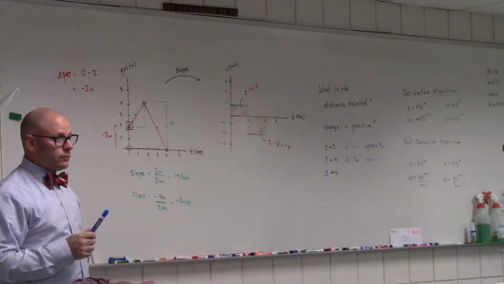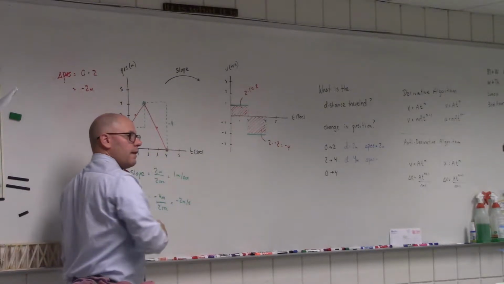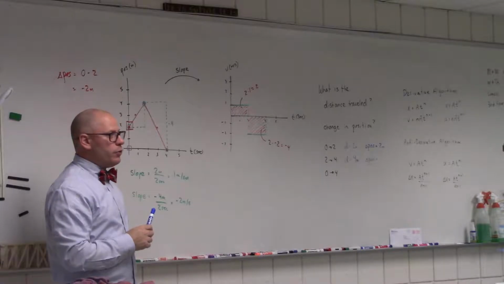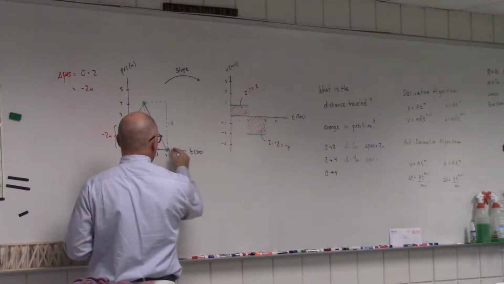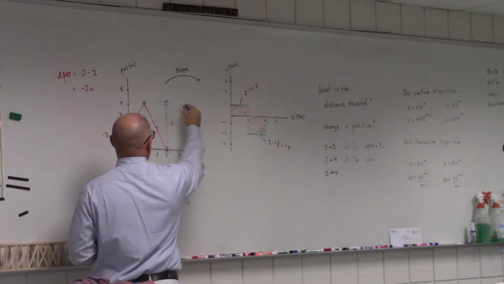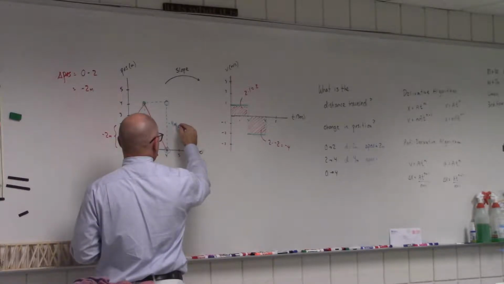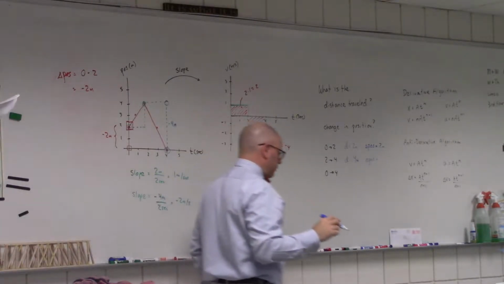Okay? It's not the whole thing. I'm just talking about the time from 2 to 4 seconds. If you just look at the time from 2 to 4 seconds, what's his final position? 0. What's his initial position? 4. What's the change? 0 minus 4 is negative 4.